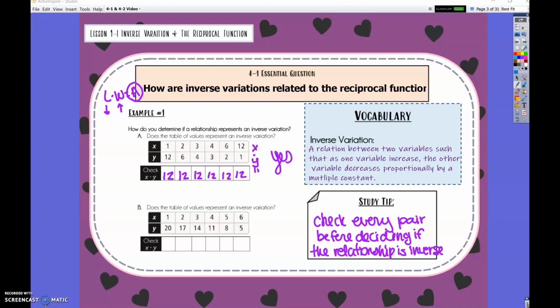In your packet, the study tip really is just to be sure that you check every pair of XY combinations to make sure that the relationship is inverse. You could try this part B on example 1 and check if your answers are correct.